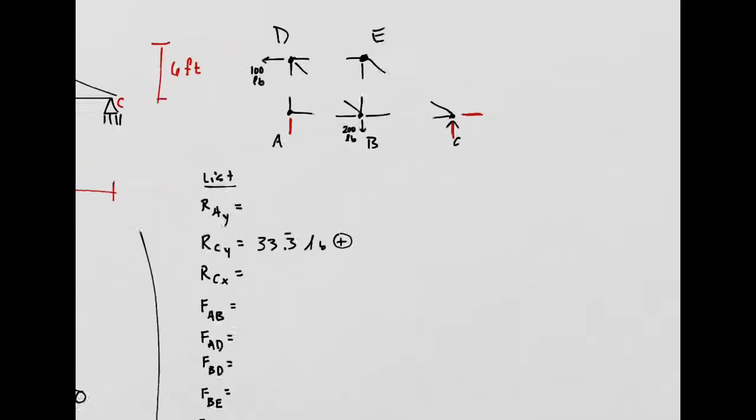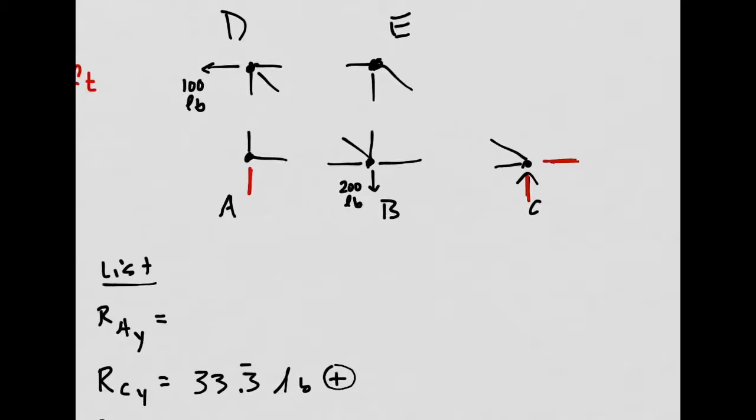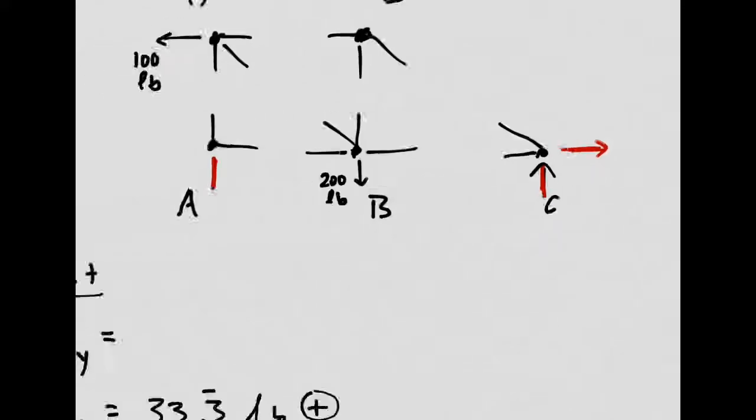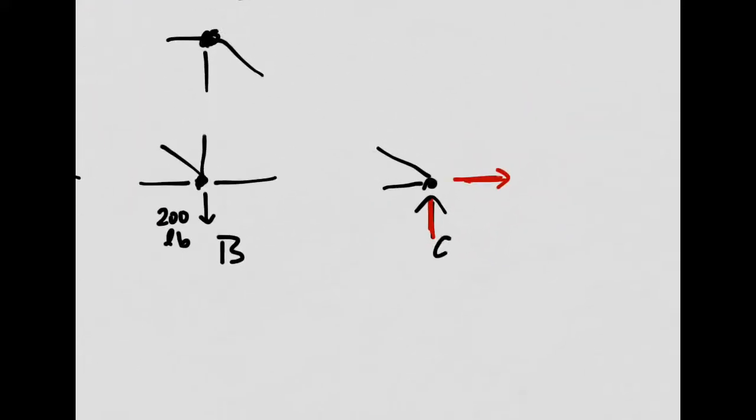Ooh, I noticed something. Look at this. The external forces in the X direction are there and nowhere else. All the other forces are within the members. So what does that mean? At D, that means this one is 100 pounds in this direction. It has to balance it out. So I'm going to put an arrow there, and I'm going to say that's 100 pounds right there.